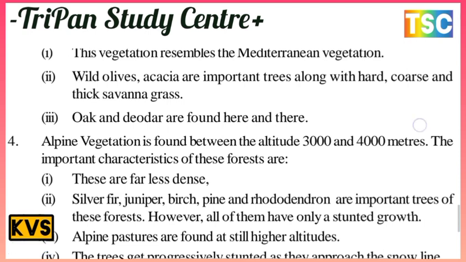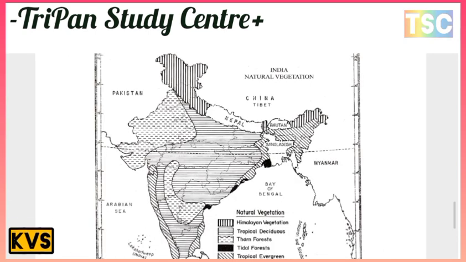This is important. Here is the most important map on your screen. This is the natural vegetation of India. The first point here is the Himalayan vegetation. Himalayan vegetation is mostly found in the Himalayan region, Jammu and Kashmir and other areas. Secondly, tropical deciduous forest is found all over India, but mainly in Karnataka, Uttar Pradesh, Bihar, Calcutta and other areas.